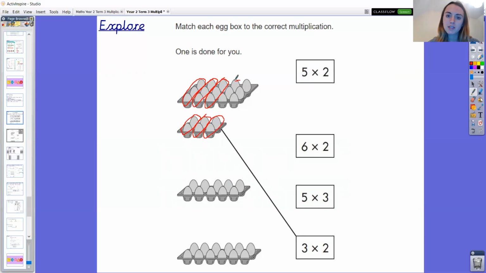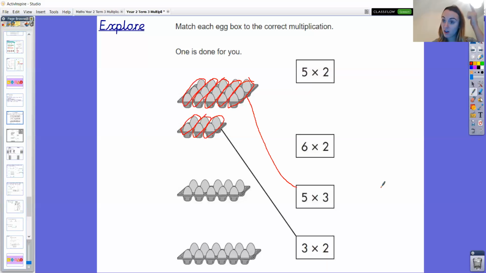And how many columns can you see as I'm circling them, Year 2? Well done. There are 5 columns. So there's 5 columns with 3 eggs in each column. So that's 5 lots of 3. So I know I said we'd start with the top, but maybe let's have a look and see if we can find that multiplication. There it is. So I'm going to draw a line from this picture to the multiplication.